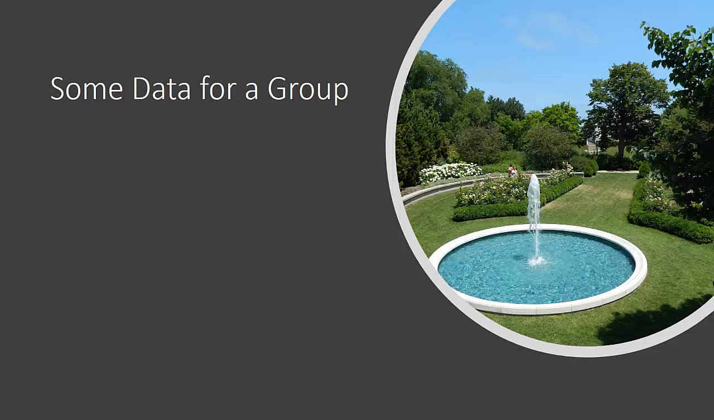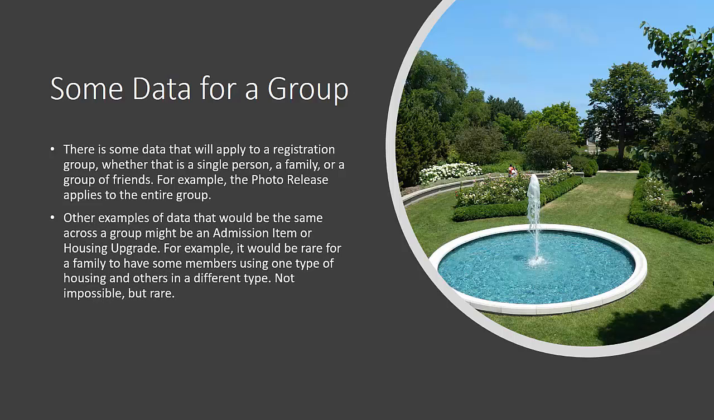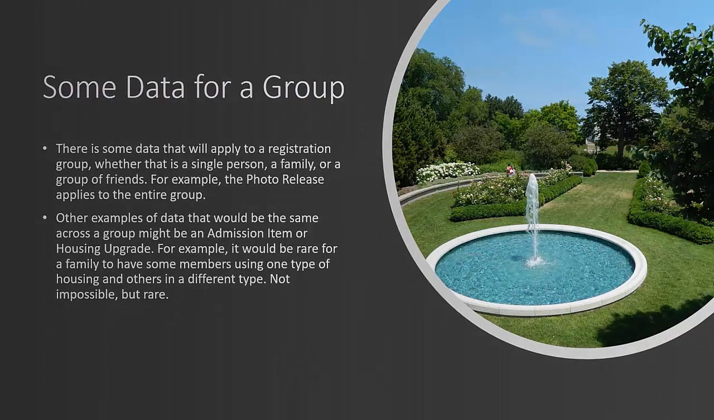And what about some data for the group? There's some data that will apply to a registration group, whether that is a single person, a family, or a group of friends. For example, the photo release applies to the entire group. Other examples of data that would be the same across a group might be an admission item or housing upgrade. For example, it would be rare to have a family where some members used one type of housing and others a different type. It's not impossible, but it's rare.